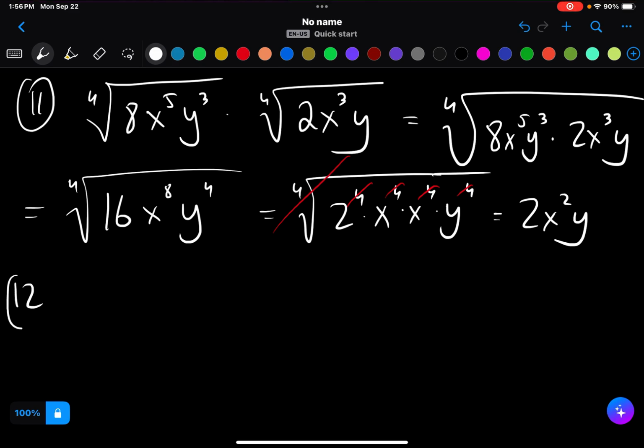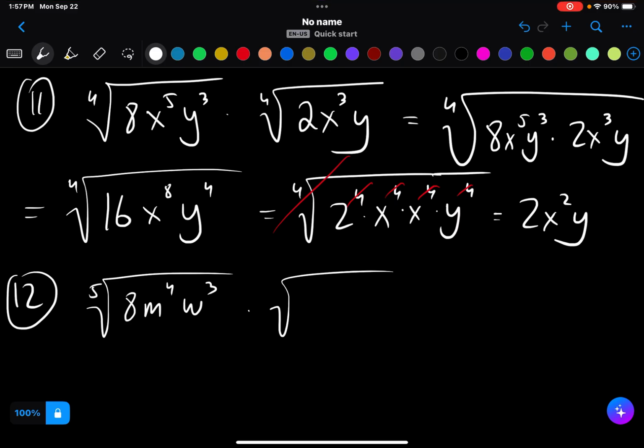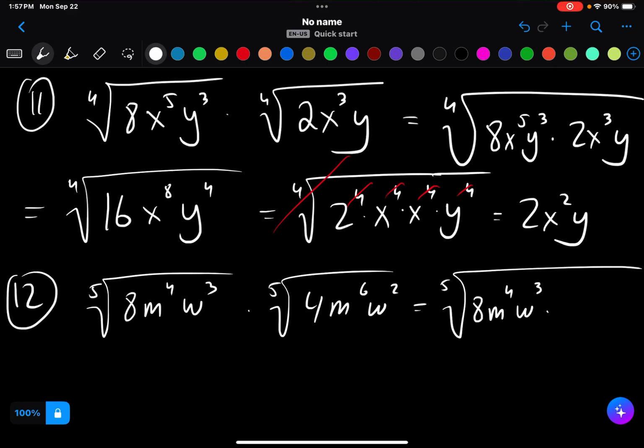For number 12, you have yourself a 5th power radical with 8m to the 4, w to the 3, times another 5th power radical with 4m to the 6, w to the 2nd. Again, you're allowed to combine these because they're both power 5, so you'll have the 8m to the 4 w to the 3 times 4m to the 6 w to the 2.